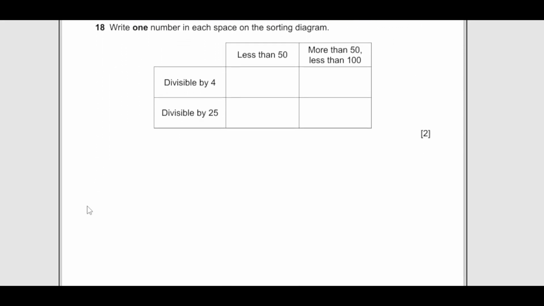Now explain one number in each shape on the sorting diagram: divisible by 4, less than 50. So we are looking for a number less than 50 here. This is greater than 50 and less than 100, right? So divisible by 4, we have 40, which is divisible and also less than 50. More than 50 we can have 4 times 12, which is 48, which is less than 50. Divisible by 25 we can have 25, which is less than 50, and this can be 75, right?